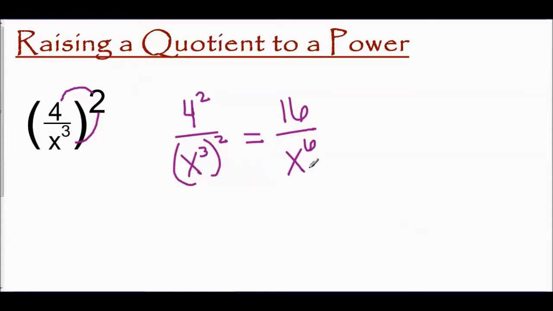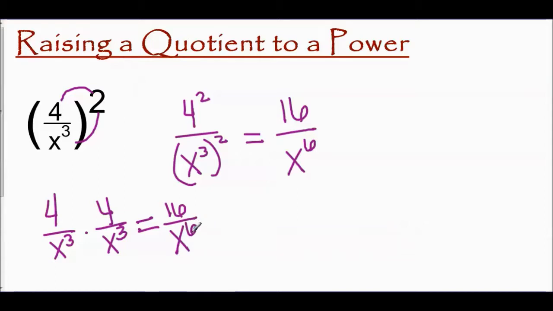When I was an algebra student, I really struggled with this one, and so I would almost always have to expand it out like this. And I would say that means I have 4 to the x over 3 fractions, and then I would multiply across and get 16 over x to the 6th, and then that would reassure me that what I did was correct.